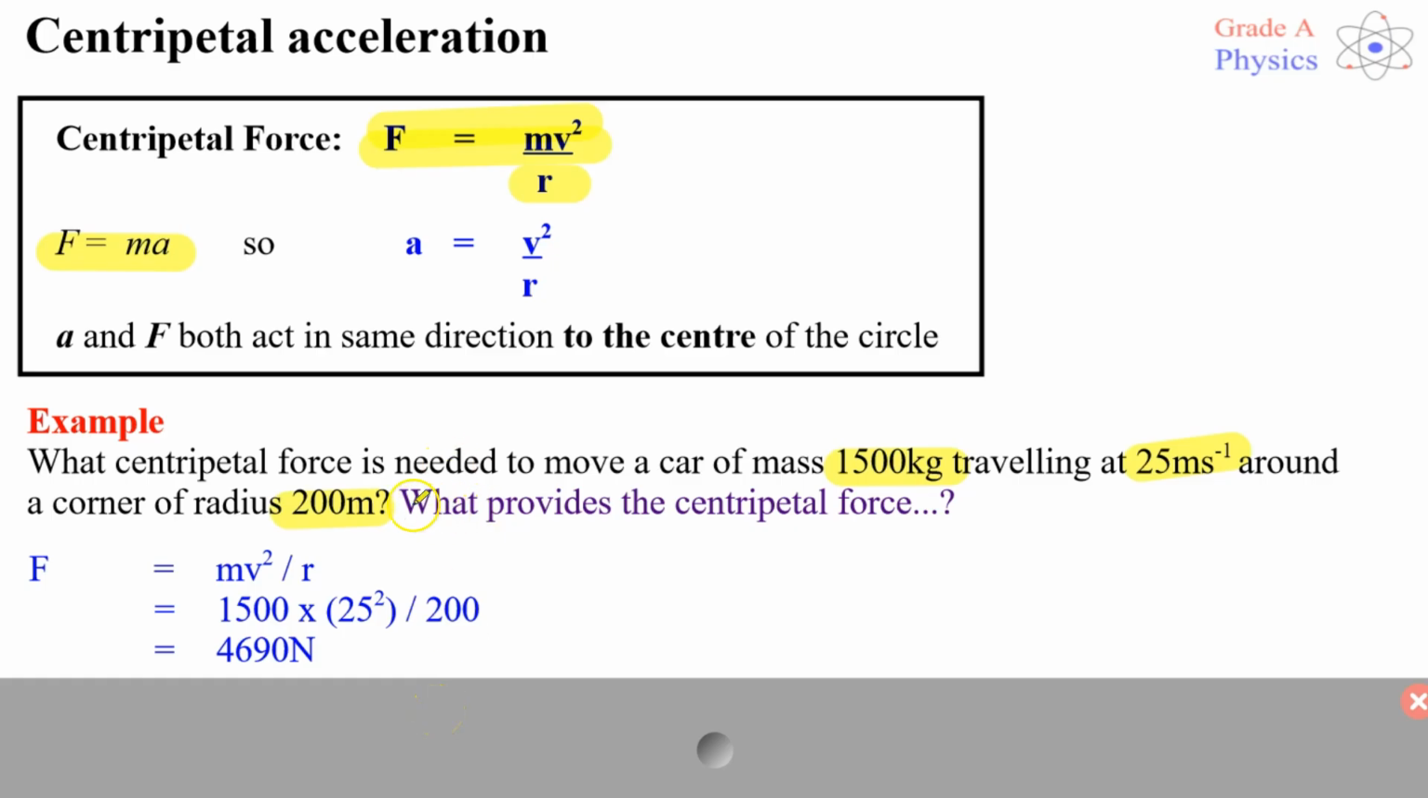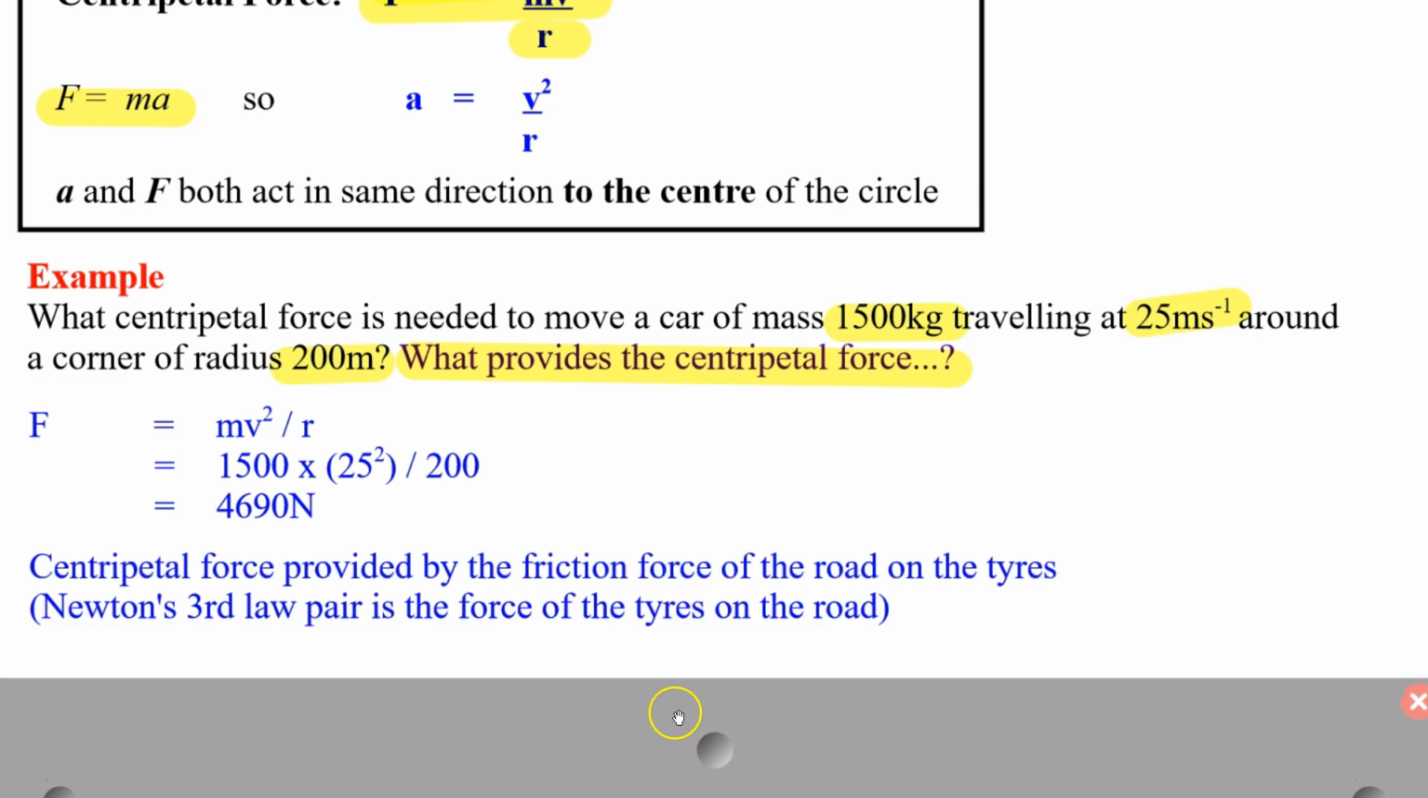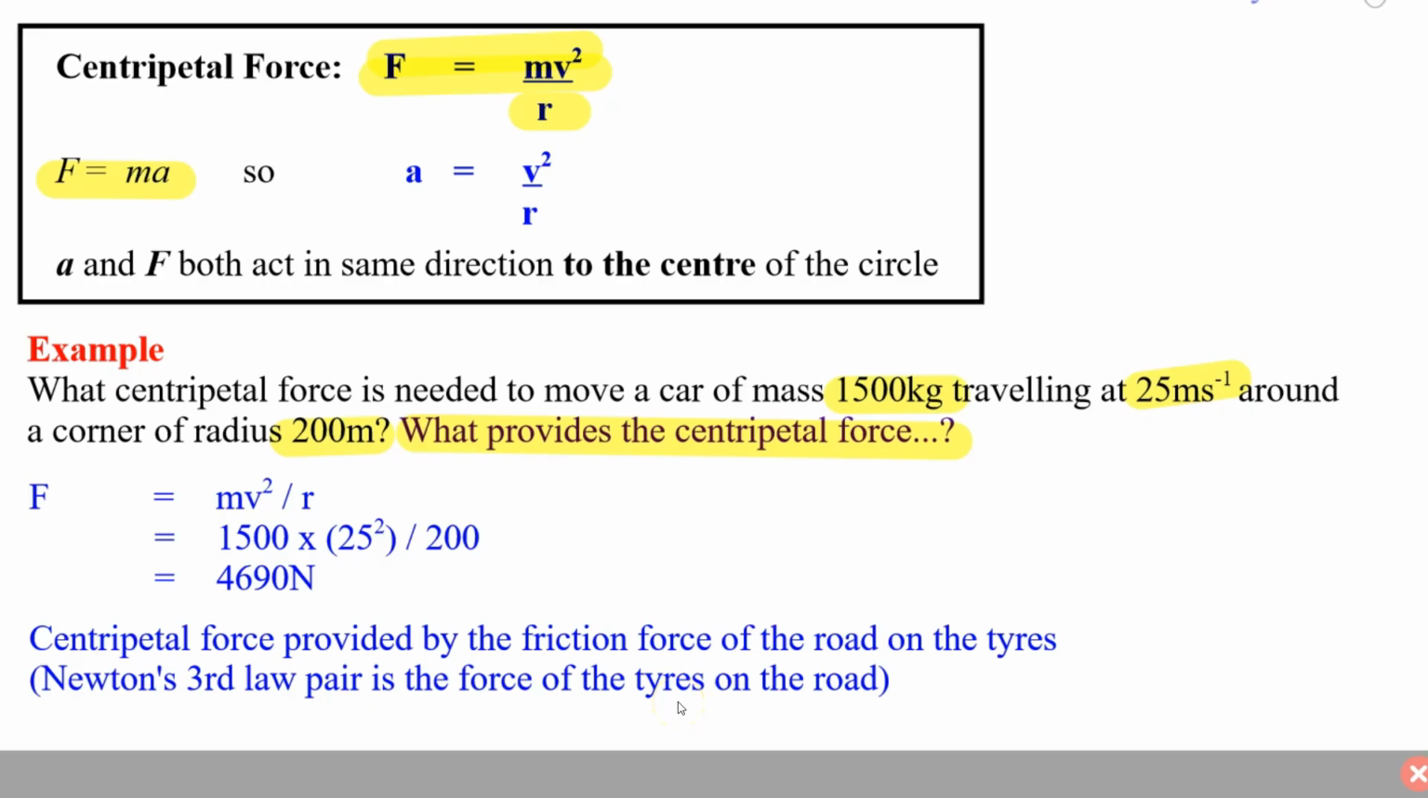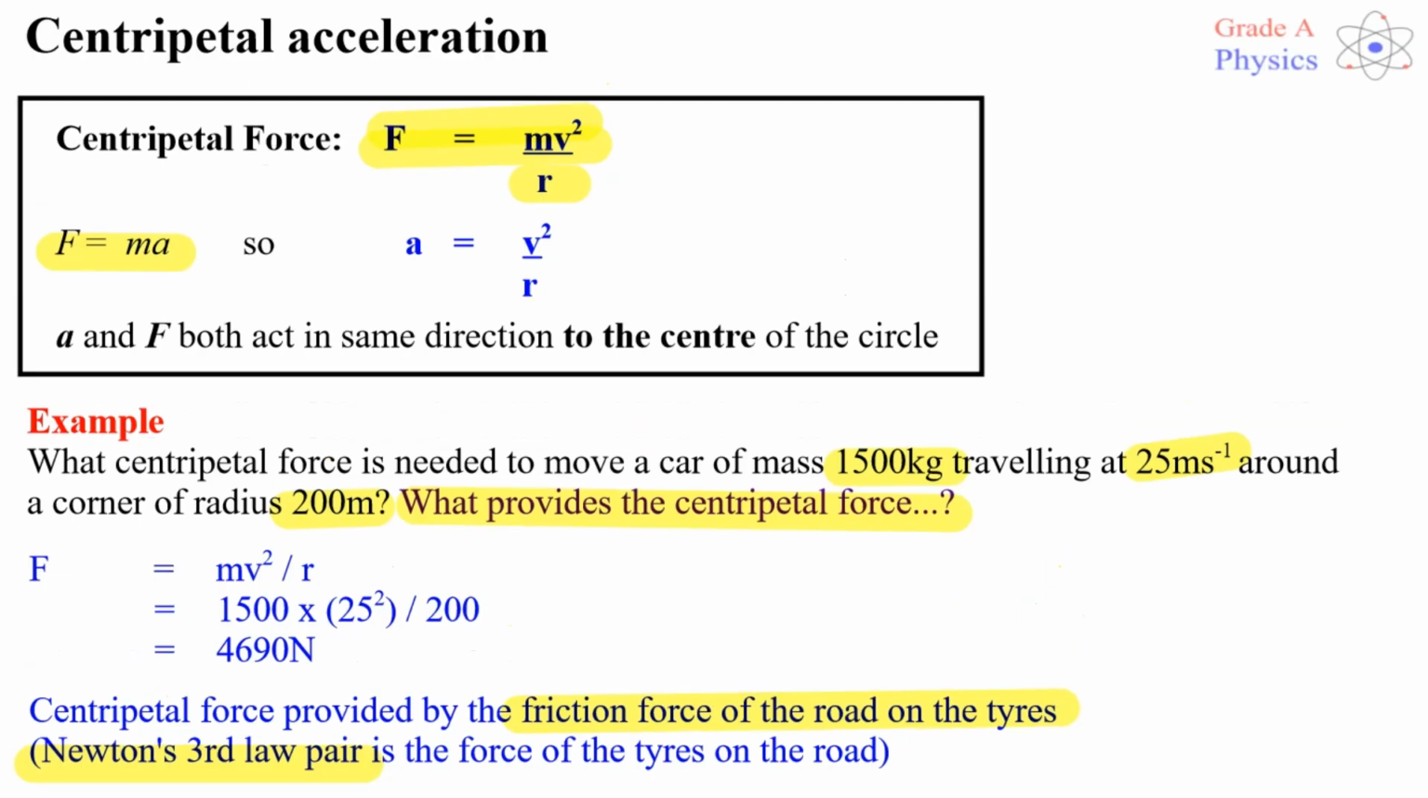Bear in mind that very often we have to explain or describe what is providing the centripetal force. As we mentioned briefly a minute ago, if we're looking at a car going around a corner, then turning the steering wheel, which turns the wheels, generates an additional friction force between the road and the tyres. So we actually have a Newton's third law pair here, and the one we're interested in is the force acting towards the centre. That's the friction force of the road acting on the tyres towards the centre of the circle, which will provide the centripetal acceleration.